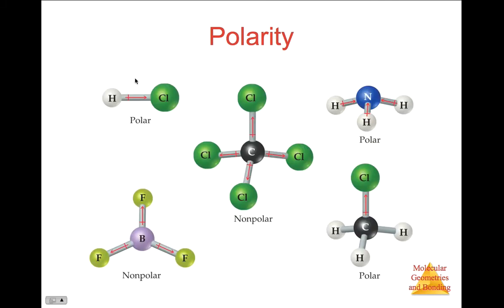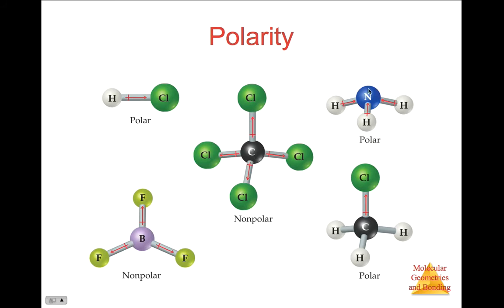Here are some examples. This would be a polar molecule because we have a net overall pull for electrons towards the chlorine. This molecule, called carbon tetrachloride, has a net pull in every equal and opposite direction in its tetrahedral shape. Therefore, even though this possesses 4 polar bonds, the overall polarity of this molecule is 0. This is a nonpolar molecule.